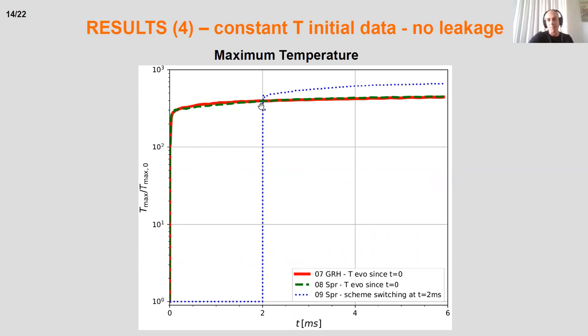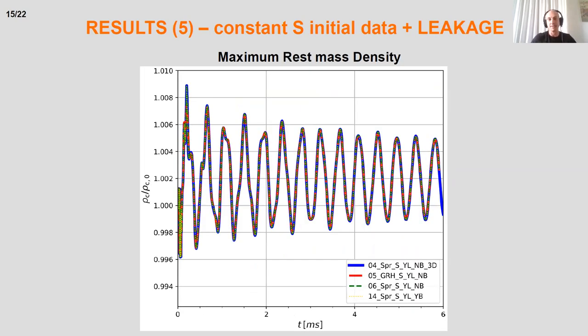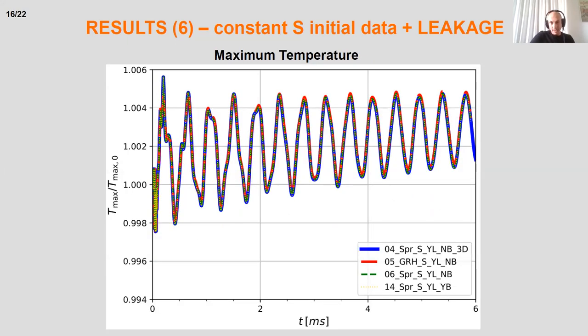And then we also performed some tests with the leakage on. So basically, here you see the constant entropy initial data, which are evolved with the leakage scheme. We checked this, and it is a perfect match with the non-leakage evolution. So this is encouraging. We also have the same plot for the maximum temperature.